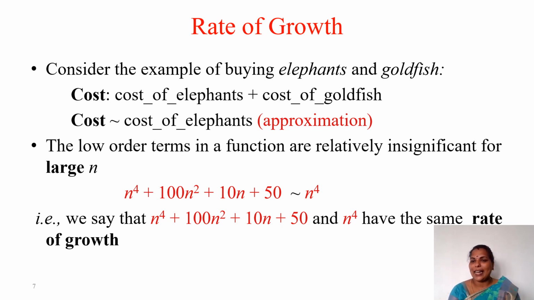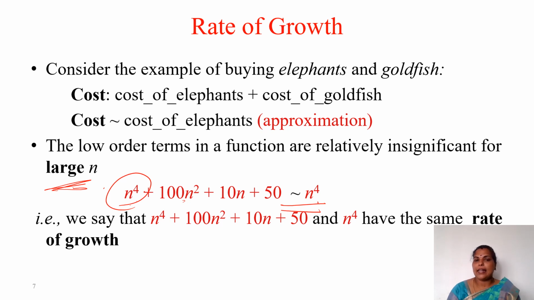Likewise, we also have to look into this while writing the running time analysis. For that we have this real-time example. The lower order terms in a function are relatively insignificant for large n, because we are performing the analysis asymptotically. So n power 4 is the higher order term, and it is approximately equal to n power 4. Others are lower order, so they are negligible or insignificant.